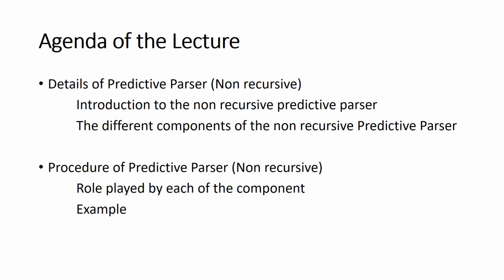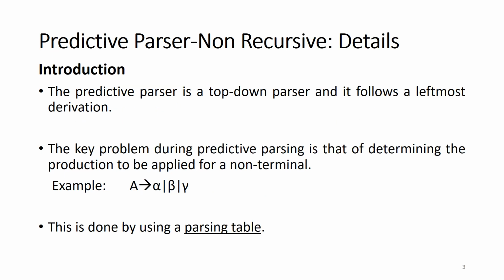The predictive parser that is discussed here is called a non-recursive predictive parser because the stack which is required for the activity of parsing is maintained explicitly in this case. We start with the details of the non-recursive predictive parser. The predictive parser is a top-down parser as we discussed in the previous lecture, and it follows a leftmost derivation. The key problem during predictive parsing is that of determining the production to be applied for a non-terminal.